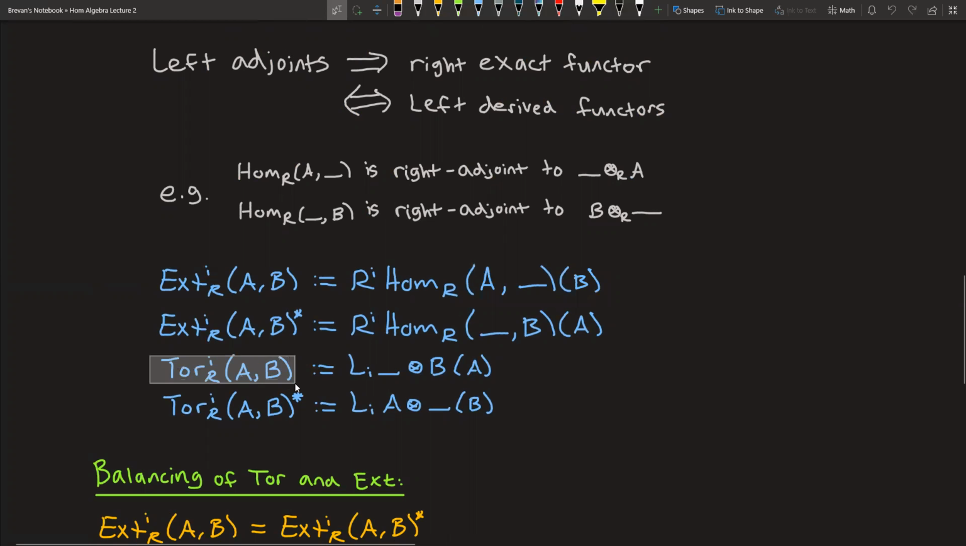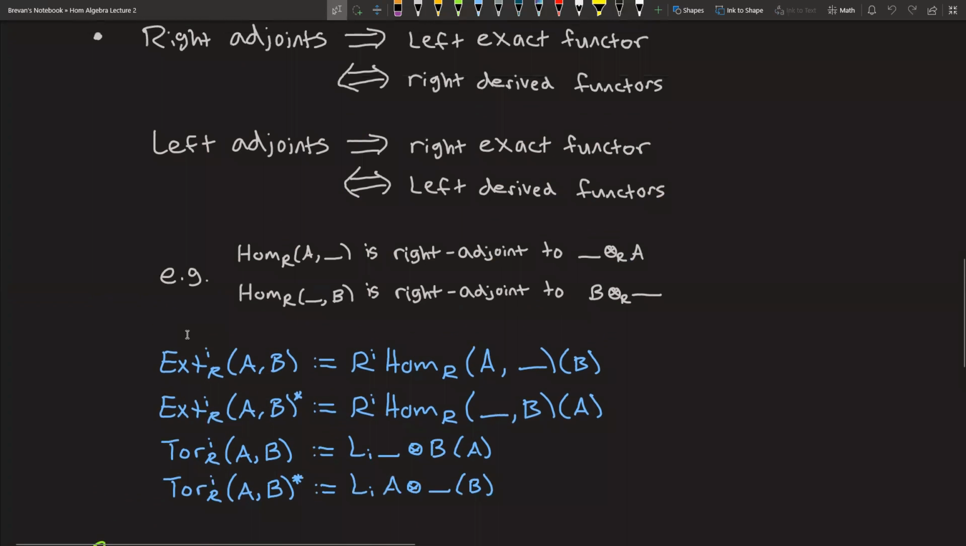We have that Tor is the left derived functors of the right tensor. And we have that Tor star is the left derived functors of the left tensor. Finally, one asks, what is the relationship between Ext and Ext star and Tor star? There's some relationship between the Hom functors and the Tor functors, but they're not the same. These aren't the same functors.